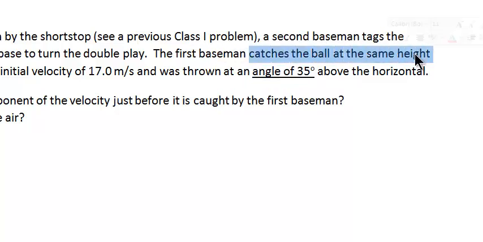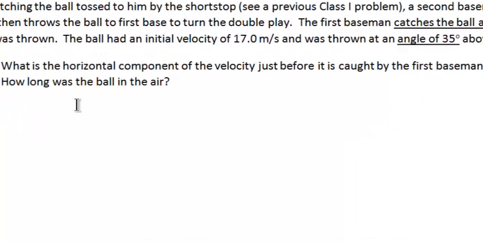Catches the ball at the same height. That's our clue that it's a Class 2 problem. If it had an angle but there was some either starting or ending height, then you would know it's a Class 3. This is a Class 2. So what's it ask us? It says, what is the horizontal component of the velocity just before it is caught by the first baseman, and how long was the ball in the air?